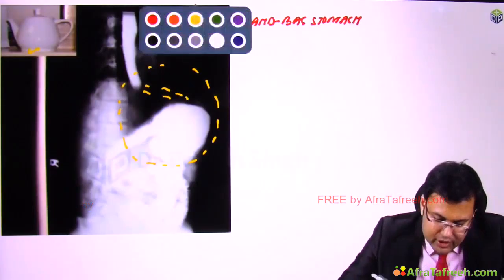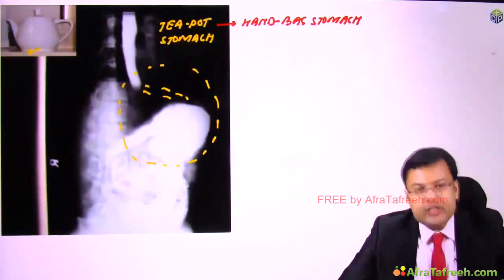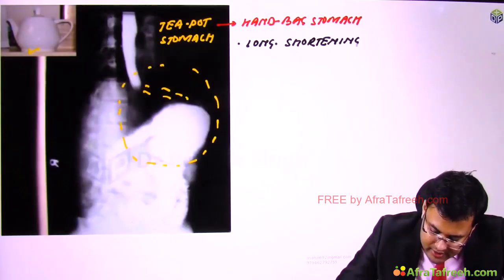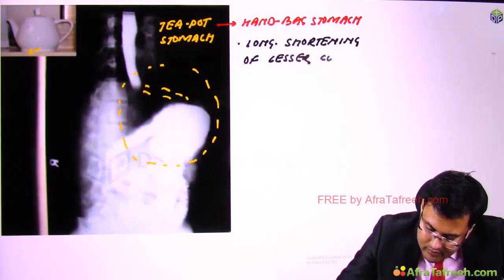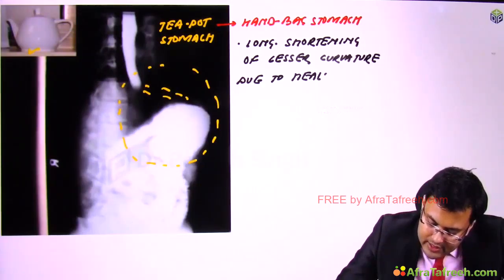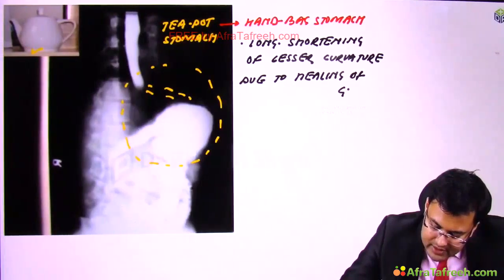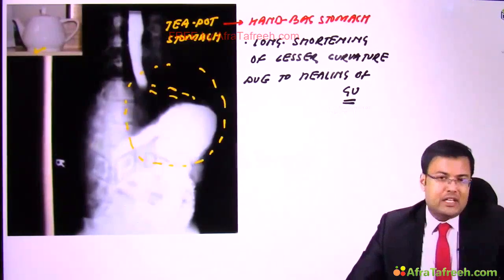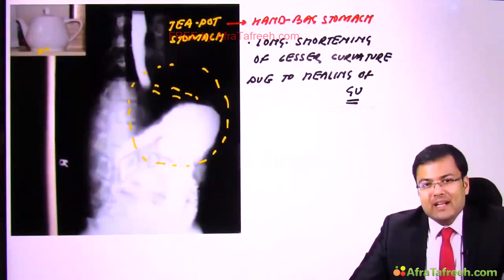In this case, because of ulceration, there is longitudinal shortening of the lesser curvature. So it is characterized by longitudinal shortening of the lesser curvature due to healing of gastric ulcer. So it looks like a teapot or handbag. That's why it's known as teapot stomach or handbag stomach.